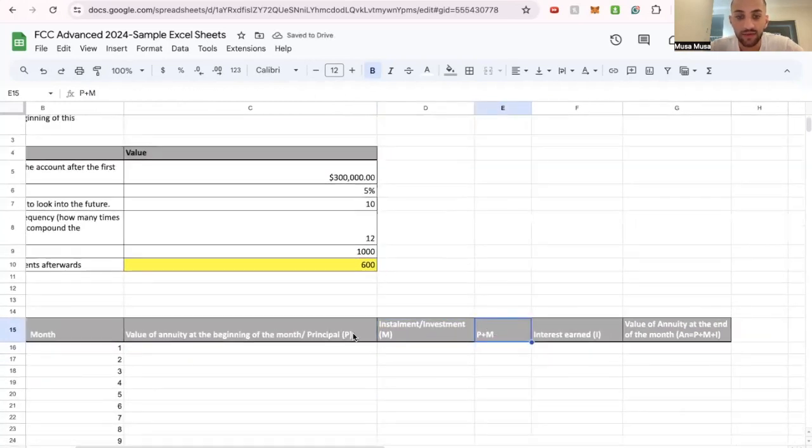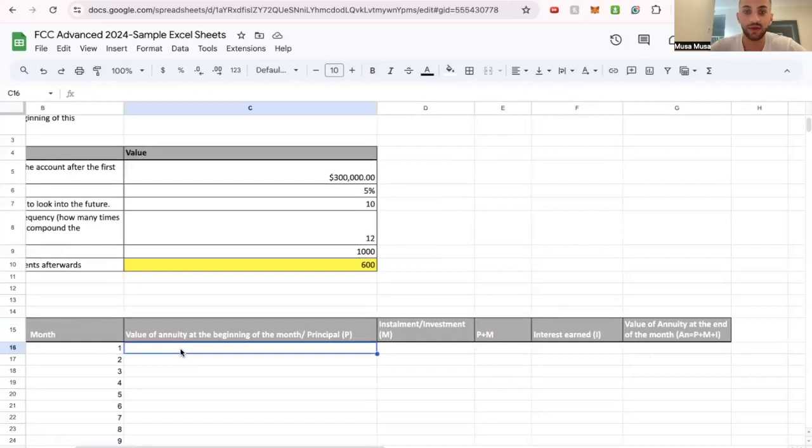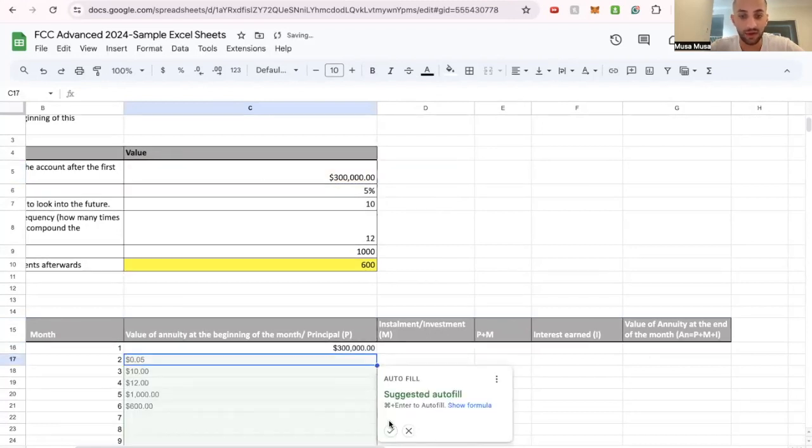P plus M. So I've made this P for principal, and M for monthly installment. So this is P plus M, because what's happening is, remember, you're adding the installment and then it gets paid interest. This is the interest earned column, and this is the value of the annuity at the end of the month. So let's go through this all together. The first thing that we have is the value of the annuity at the beginning of the month. How much do we have at the very beginning of the very first month? Only $300,000. So put equals, and then that number there.